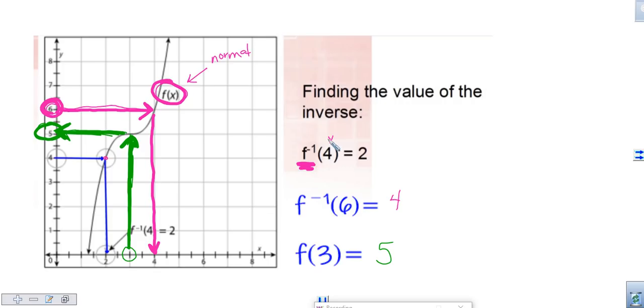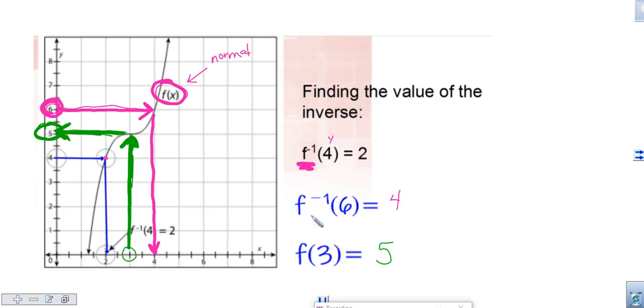Okay? So that means we'll start at our y value. If they are opposites, you will start at the y value. If they're the same, then you'll start at your x value. So f inverse is the opposite. So 4 really is our y value. So we'll start at 4, and we'll go across, and then wherever the function hits, that's where we'll go down, and that's why the answer is 2.